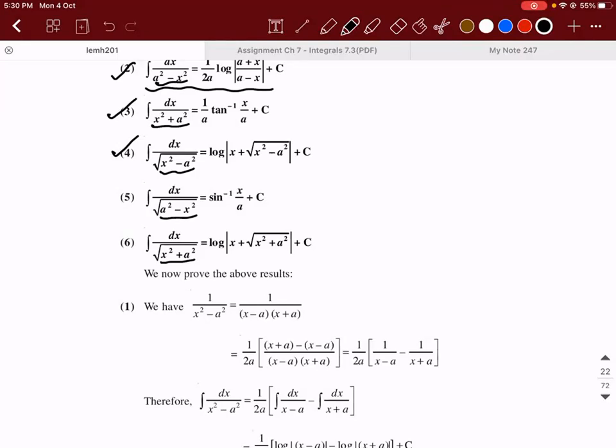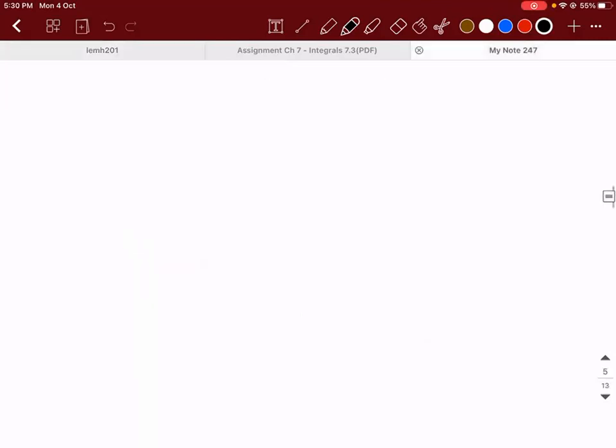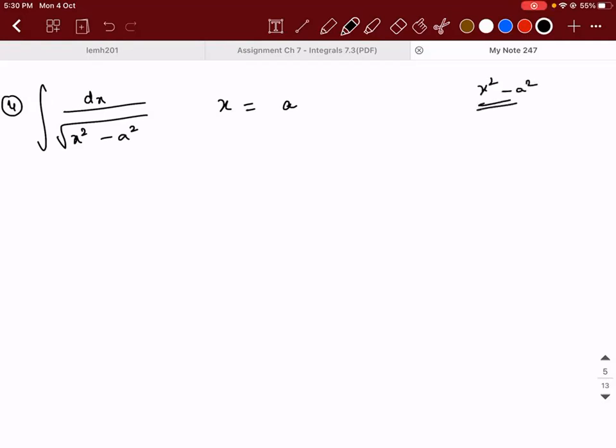Shall we start? Yes, sir. Fourth one, integral of dx divided by root of x square minus a square. Tell me, what are we supposed to substitute x as? X is equal to a. See, whenever you have x square minus a square, from the concept of inverse trigonometry, what is it that we understand? X will be a cos theta. No, you have to substitute a secant theta.